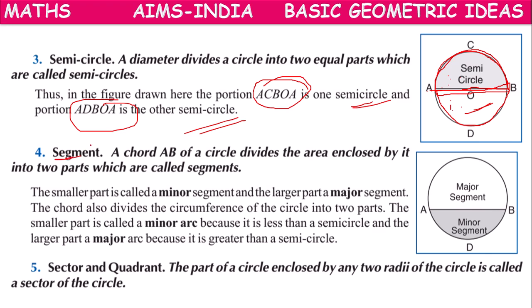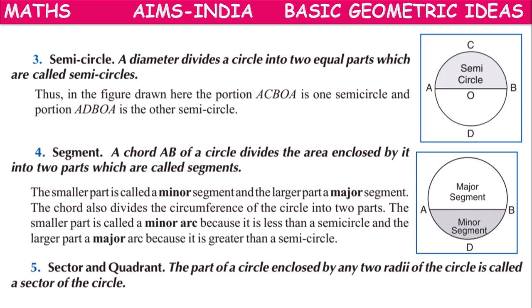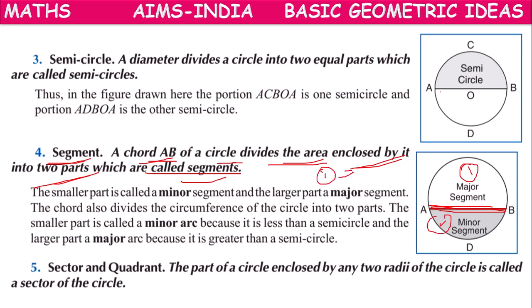Excellent. Next, we have a definition called segment. A chord AB of a circle divides the area enclosed by it into two parts, which are called segments. Diameter will divide the circle into two equal parts, which are called semicircles. But instead of diameter, if we take a chord, it also divides the circle into two parts, but which are not equal, which are unequal. So they are called segments.